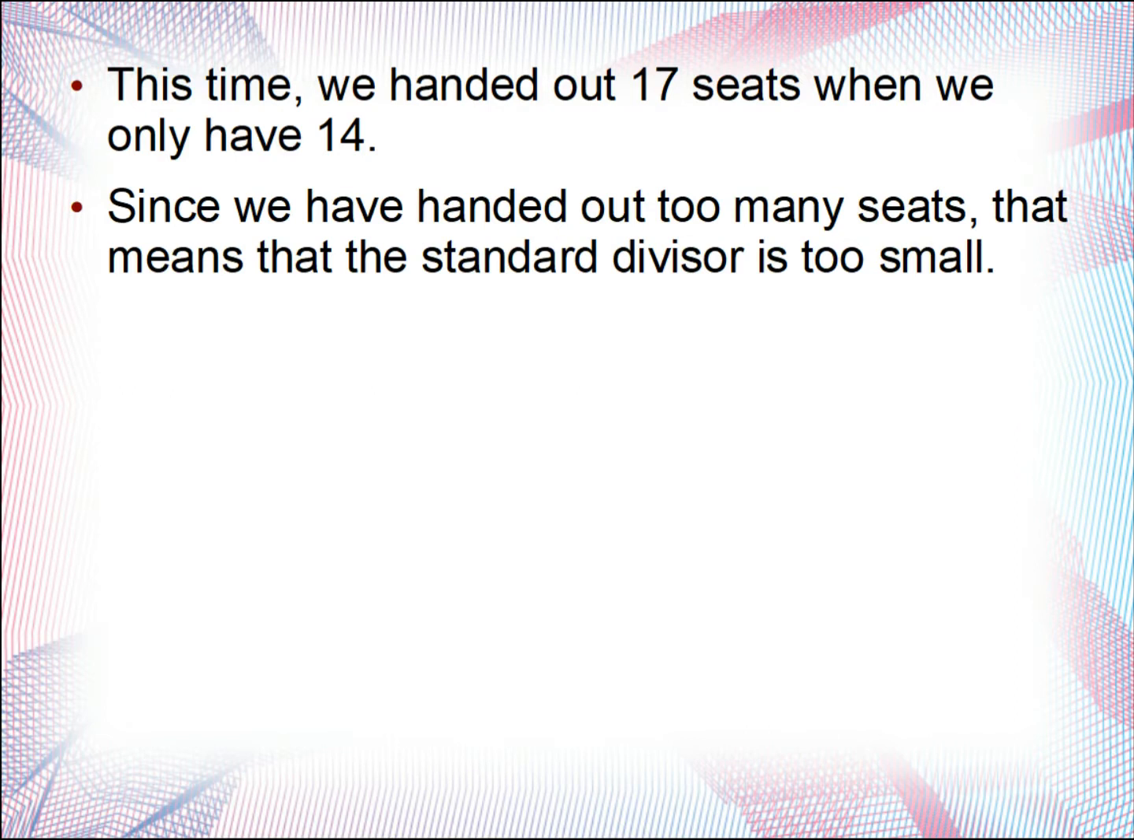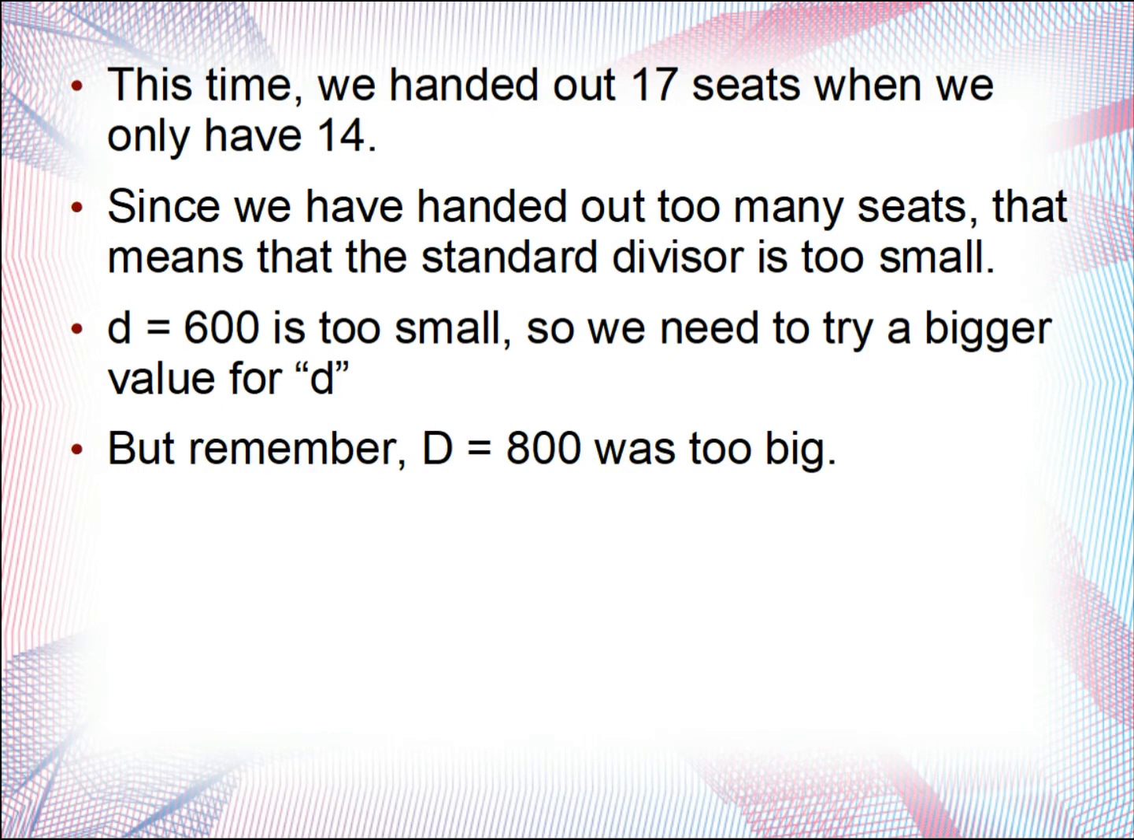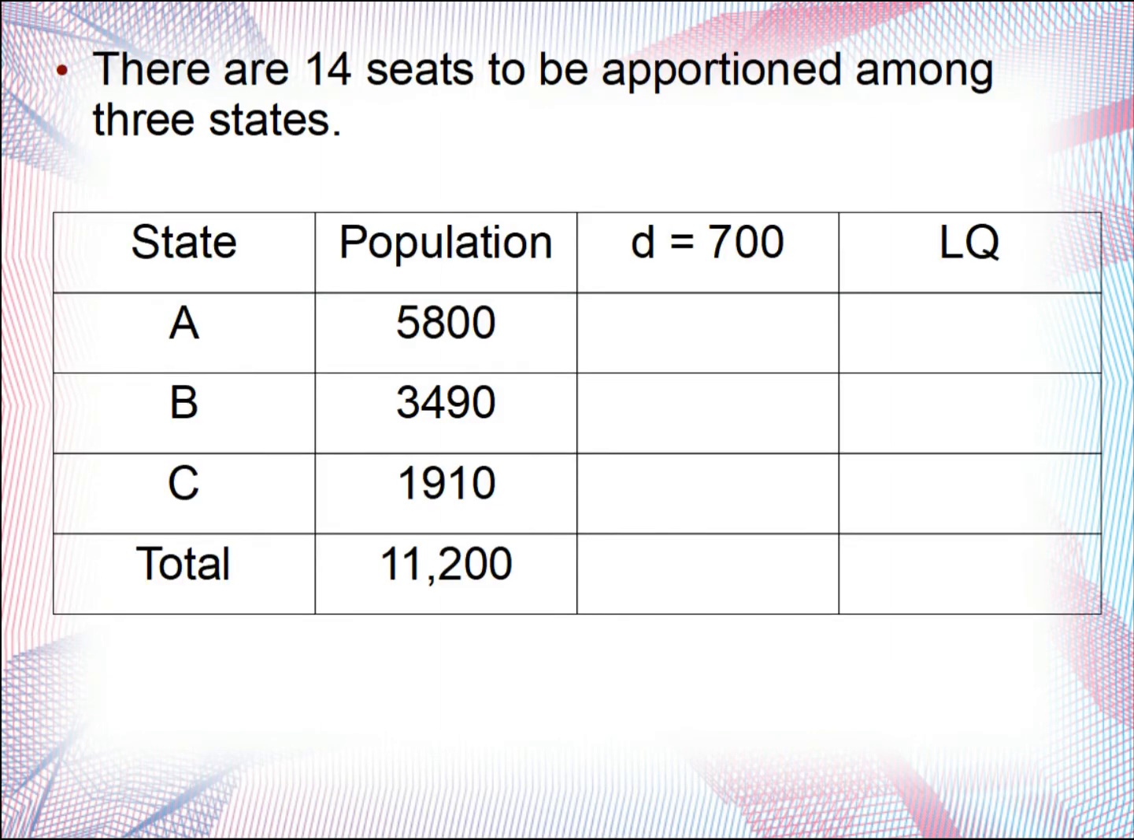So, since we have handed out too many seats, that means that the divisor is too small. So since 600 is too small, we need to try a bigger value. But 800 was too big, so we have to choose something between 600 and 800. So how about 700? That's right in the middle. So same deal, we've got to go through and divide all of our populations by 700 and then get the lower quota. So for state A, my lower quota is 8.